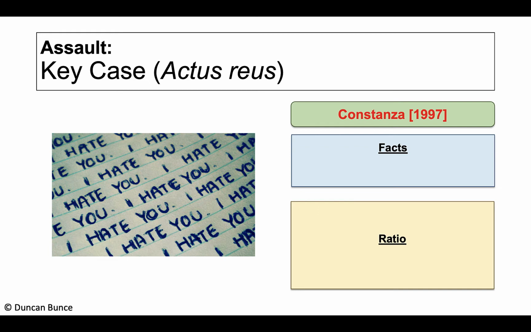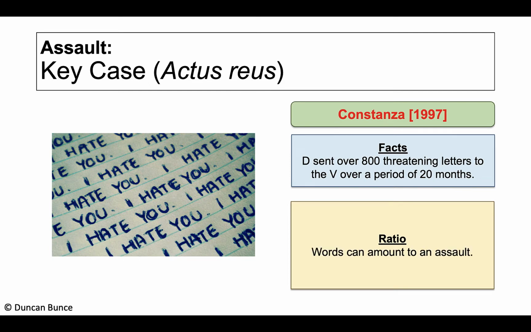So the first case that I perhaps recommend you use for the actus reus of assault is called Constanza. In Constanza, the defendant sent over 800 threatening letters to the victim over a period of 20 months. The ratio decidendi, the law that came out of this case, is that words can amount to an assault. So words, whether they be verbal or written or in an email or a text message or whatever, if indeed they are threatening, can amount to an assault.